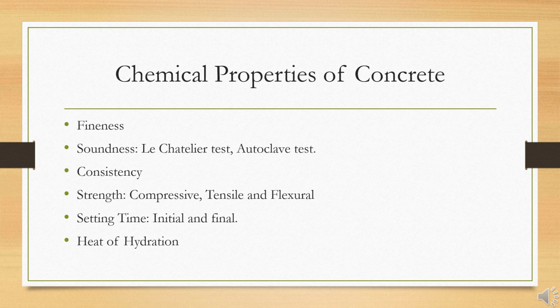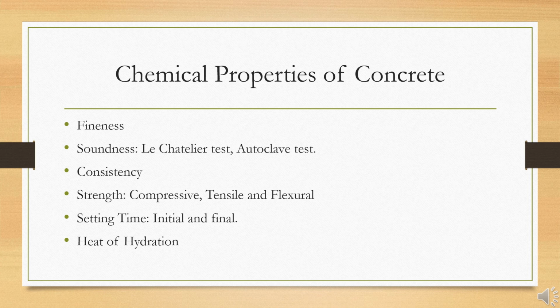Now moving on to the chemical properties of concrete. There are 6 main chemical properties that we should discuss. The first one being the fineness. Now fineness is actually related to the particle size. The smaller the particle size, the higher the fineness, and it is directly proportional to the hydration rate.